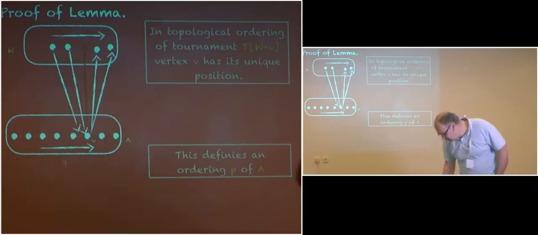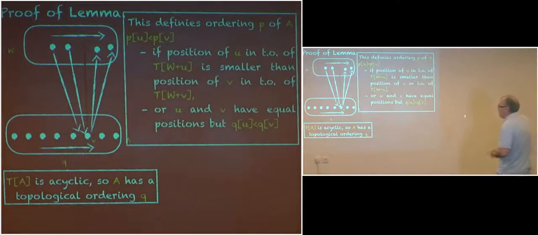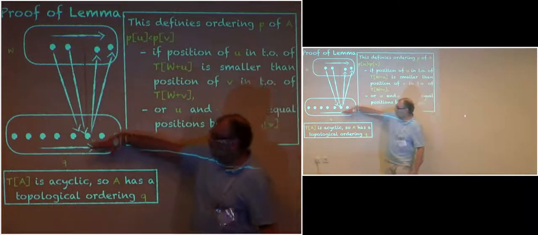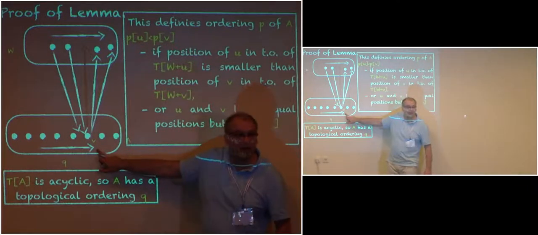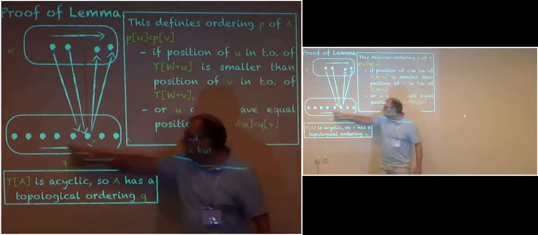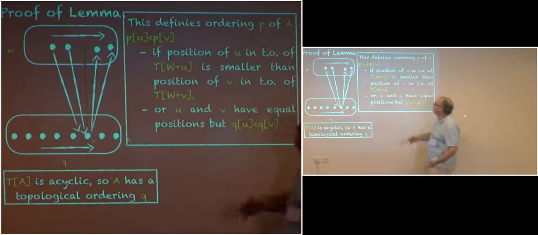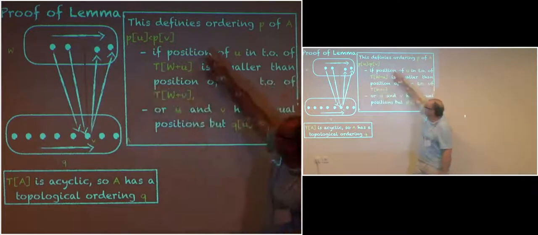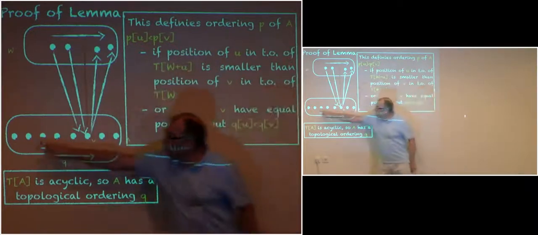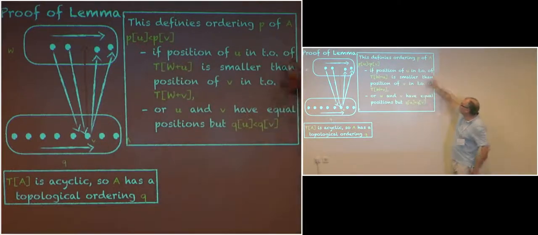On the other hand, yes, this tournament is also acyclic, so there is also a topological ordering here. Let me call it Q. So I have one topological ordering, and I have another ordering P. So I construct an ordering P of the vertices of the tournament A the following way.